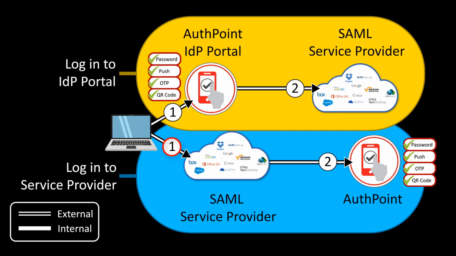In the bottom example, the user goes directly to their SAML application, in this case Outlook.com, in step 1. When they log in, they are redirected to AuthPoint, where they must authenticate in step 2 before they can access their mailbox. So the IdP Portal is not necessary, it just makes it easier for users to access all of their protected services from a single place.